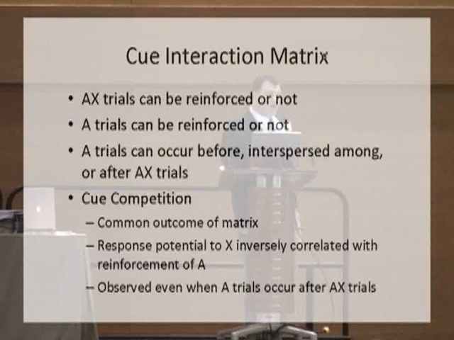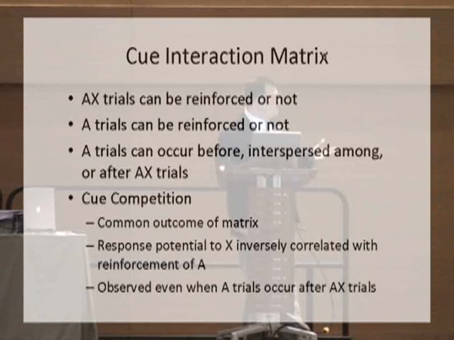We can, if we want, and this is not the place for this, make a cue interaction matrix where we consider these compound trials. There are two cues that can either predict a CS or not, so they can be reinforced or not. That's one dimension. Another dimension, and these are orthogonal dimensions, is that the associate trials can be reinforced or not. And these associate trials can occur before, interspersed among, or after the compound trials.